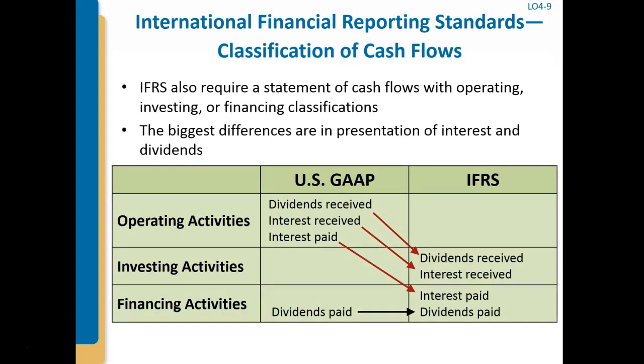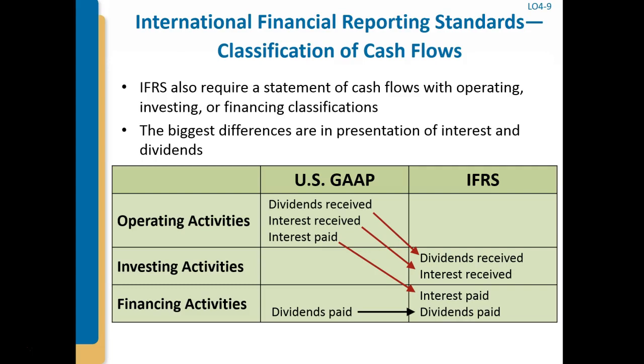Like U.S. GAAP, international standards also require a statement of cash flows. Consistent with U.S. GAAP, cash flows are classified as operating, investing, or financing. However, the U.S. standard designates cash outflows for interest payments and cash inflows from interest and dividends received that they should be shown as operating cash flows. Dividends paid to shareholders get classified as financing cash flows.